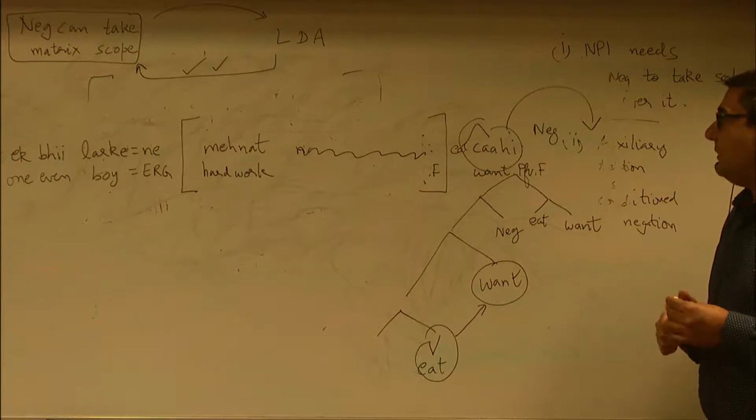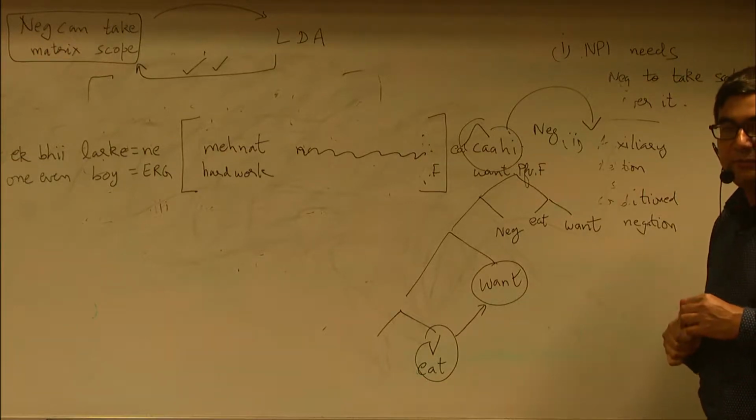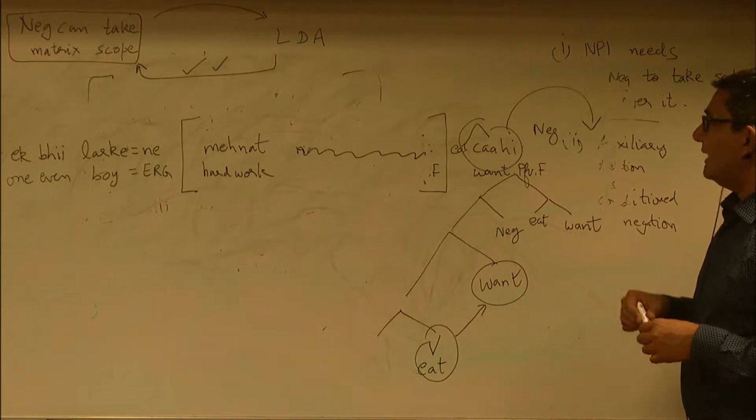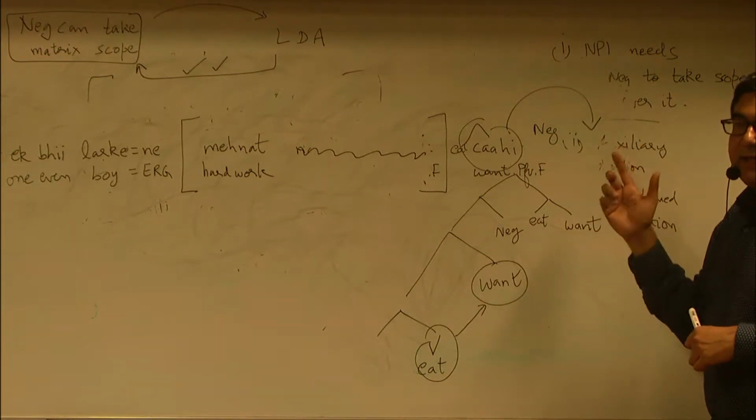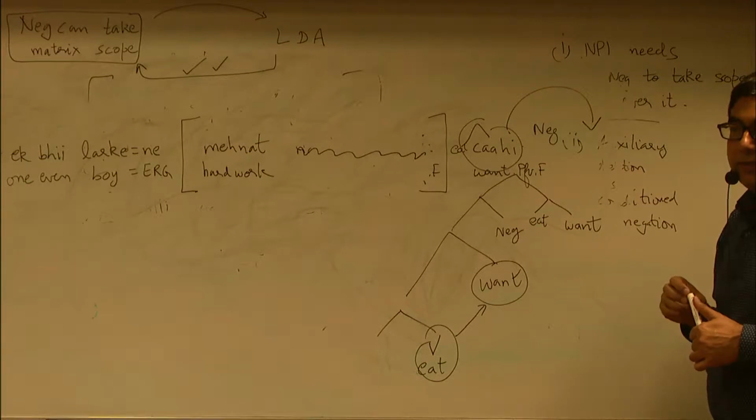Okay, so this is making some very strong commitments. It's making a commitment that when you get neg, eat, want with the high scope of neg, that eat and want are forming some kind of unit.